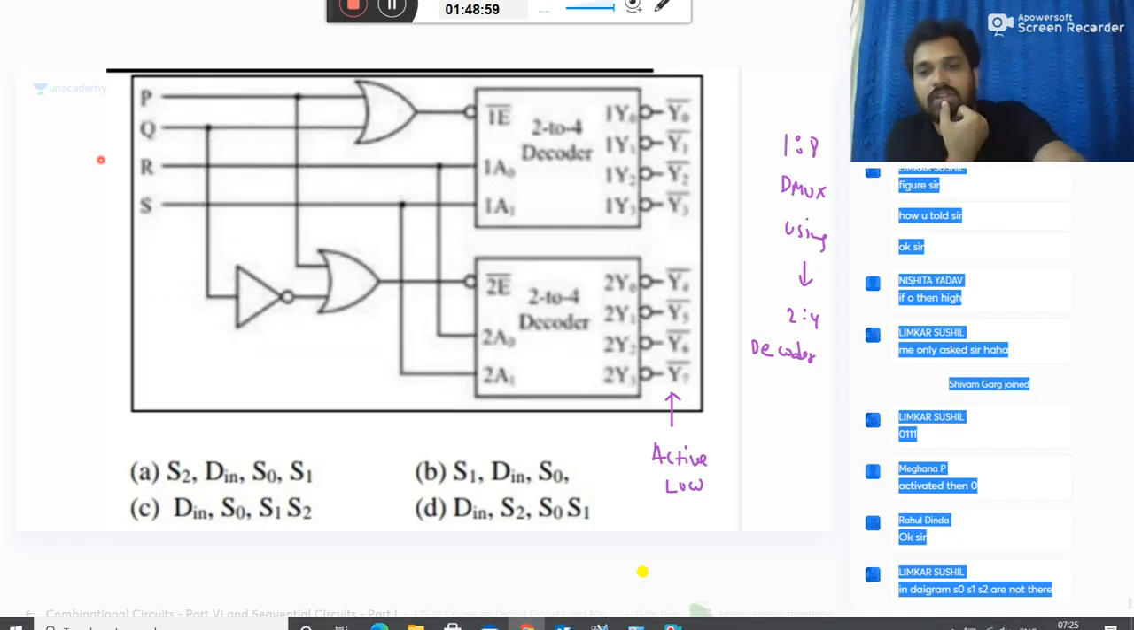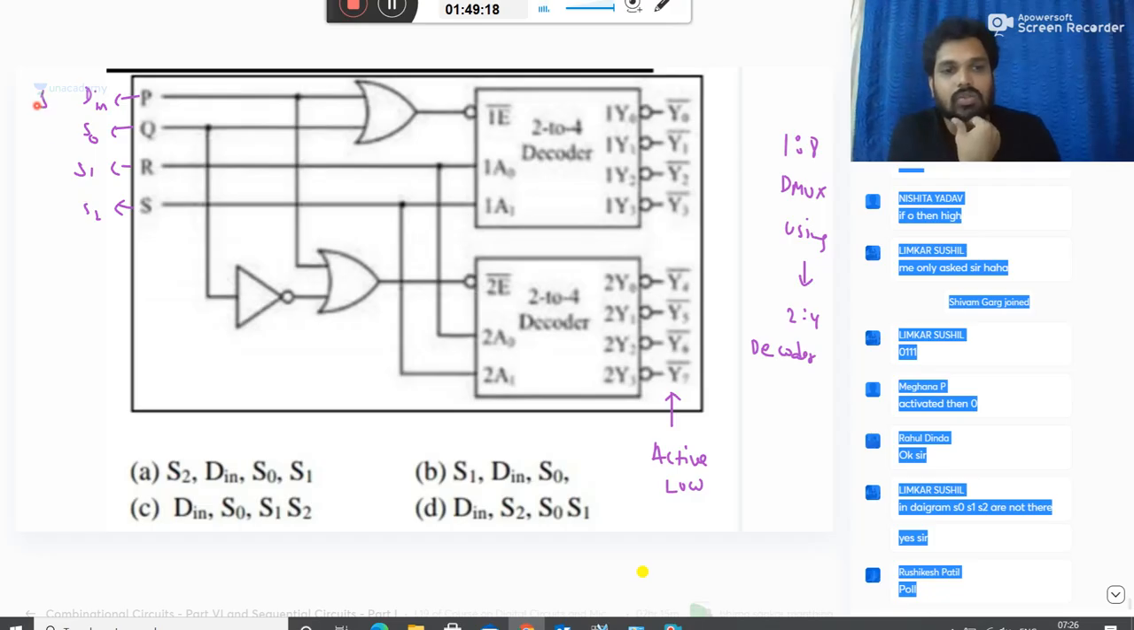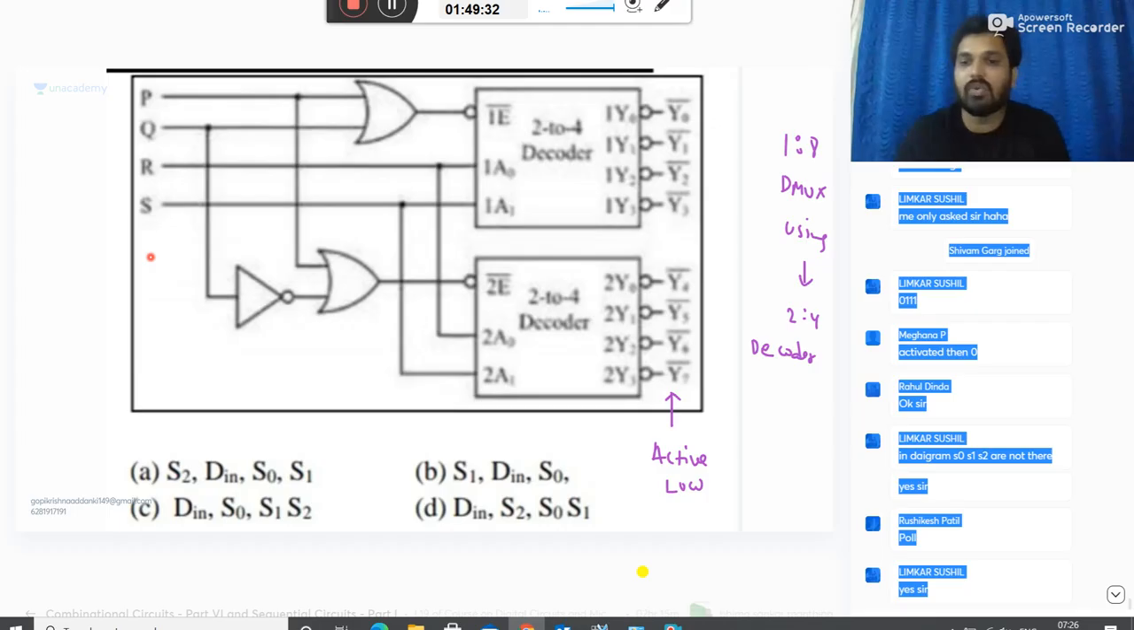Do you understand here, Sushil? In place of P, Q, R, S, you should connect D in, S2, S1, S0. What is the order he is asking? Whether you need to make it in this order, or S0, S1, S2, or S2, D in, S1, S0. What is the order you want to make? That is the question. The question is clear to everybody. If I explain the question, there is nothing fun in it. Personally, you should understand the examiner's statement. That is what is required.